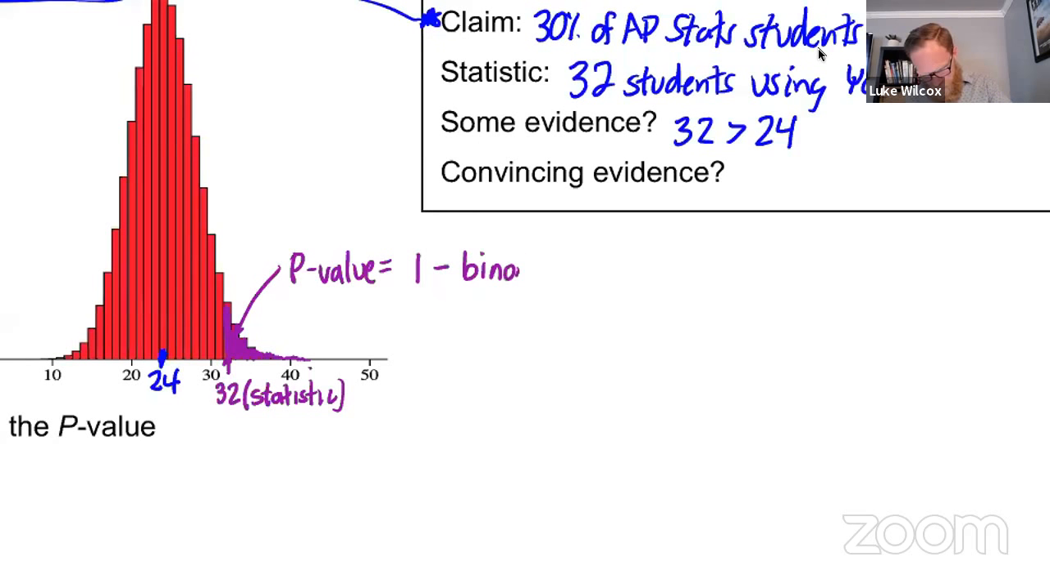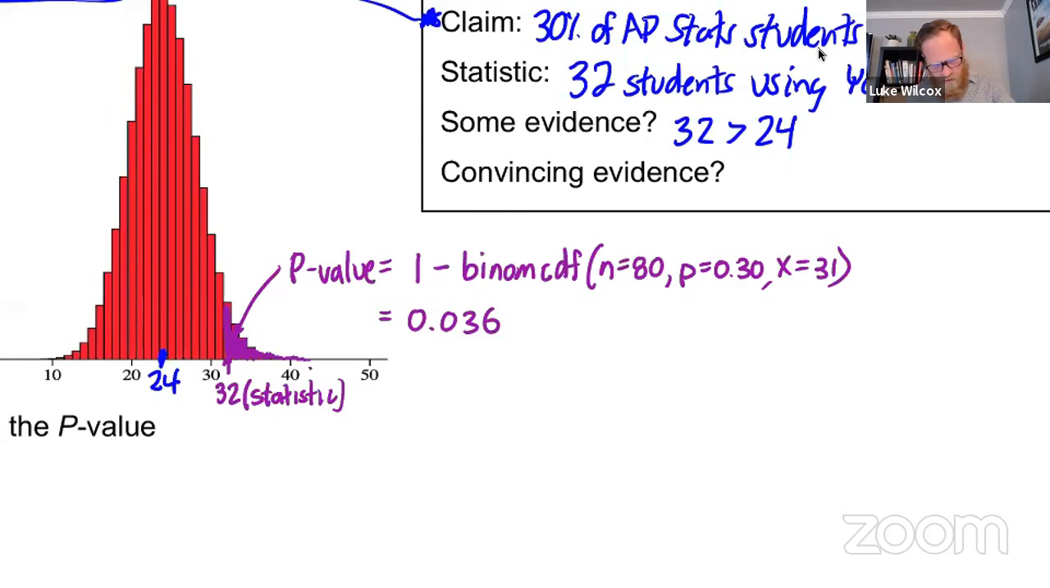So I'm going to do 1 minus binomial CDF. The inputs we need in the calculator are the number of trials, which is 80, the probability of success for each trial, which is 0.30, and then the number of successes, where we want to subtract out 31 and below, which would leave us with 32 and above. If you plug that into your calculator, you're going to get a p-value of about 0.036.